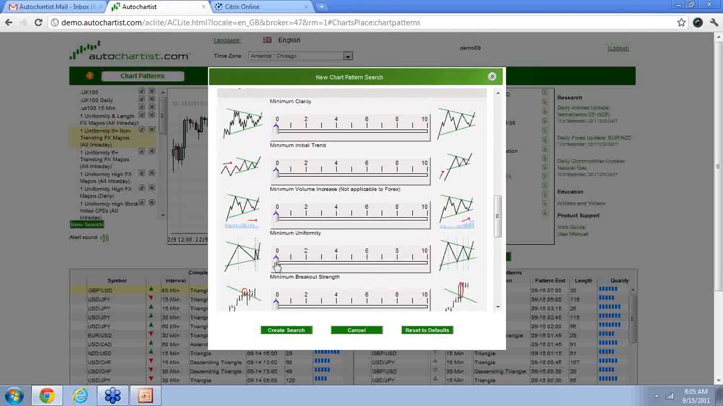The lower the slide bar is set, the pattern tends to look more like this, where the tops and bottoms aren't really tied together that much. But here, the higher you go on the scale, you'll see that there's some uniformity between the tops and bottoms. That's what you're looking for, and that's what we're going to be working with today.